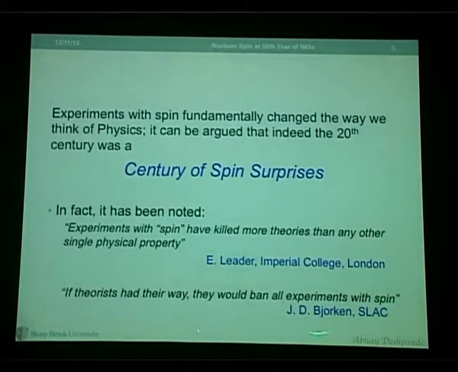In fact, two stalwarts in this field, who have spent a lot of time and effort in understanding the nucleon spin, have commented that experiments with spin have killed more theories than any other single physical property. This is Elliot Leader of Imperial College London. And J.D. Durkheim commented that if theorists had their way, they would ban all experiments with spin, because every time you make a model or a theory, the experiment comes along and destroys that theory. And we will see that spin destroying existing concepts continues even now.